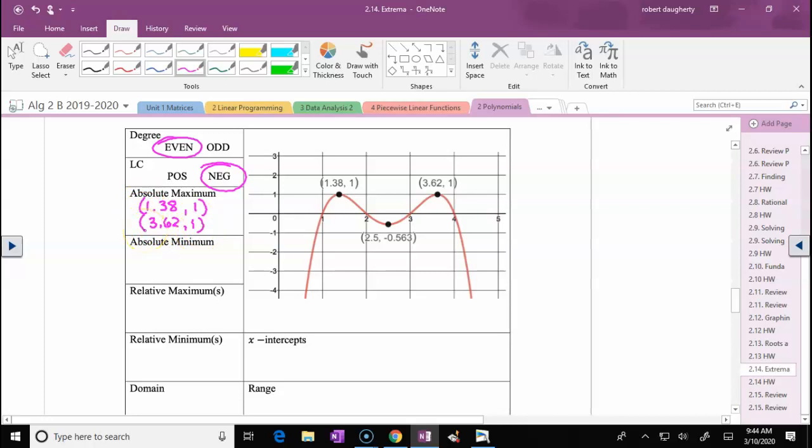I'm looking at y values to tell me max and min. So the absolute highest point in the y values is the one. If this one had been 1.382, it would be the absolute maximum, and this would be a relative. Is there an absolute minimum here? There are no absolute minimums. Is there a relative maximum? No. Is there a relative minimum? Yeah, what is that? 2.5, yeah, negative 0.563. What are the x-intercepts of this guy?